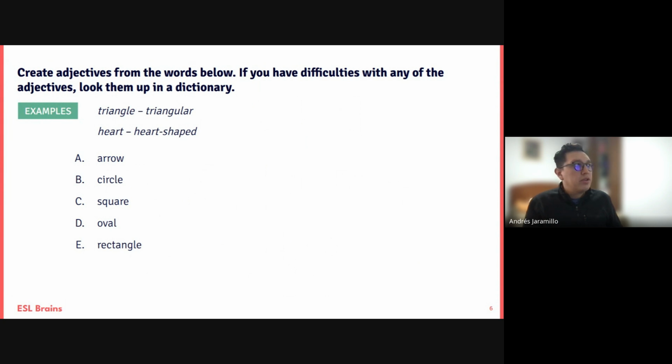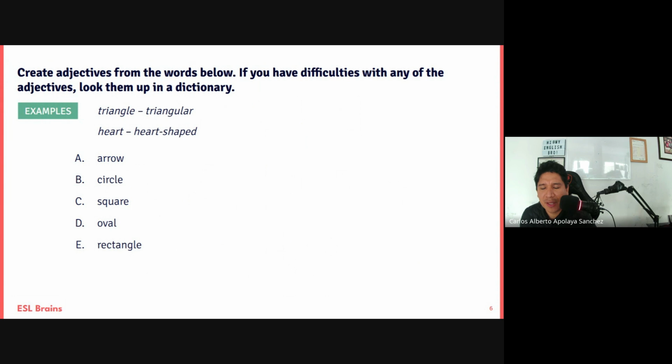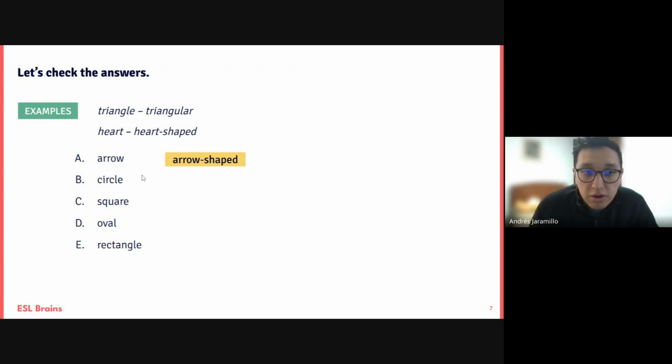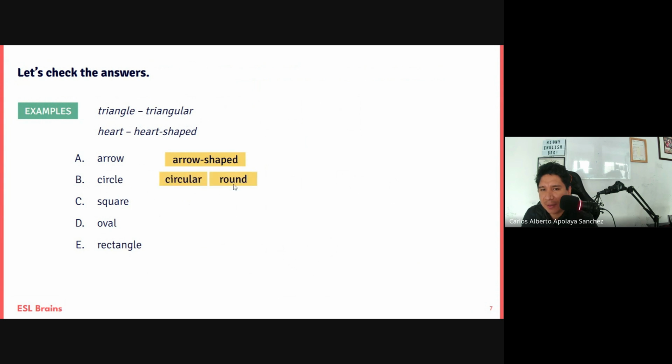Arrow means flecha. What adjective do you think? Triangle, triangular; arrow, arrow-shaped. Circle, circular, or round.